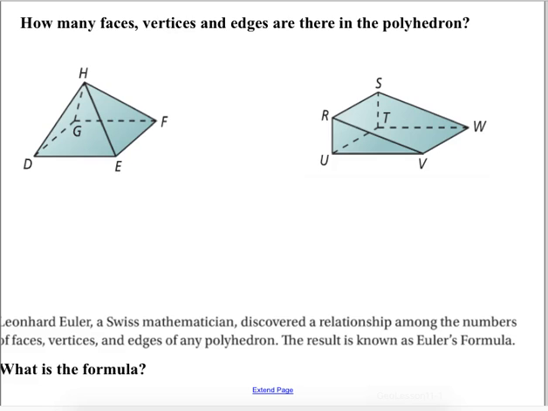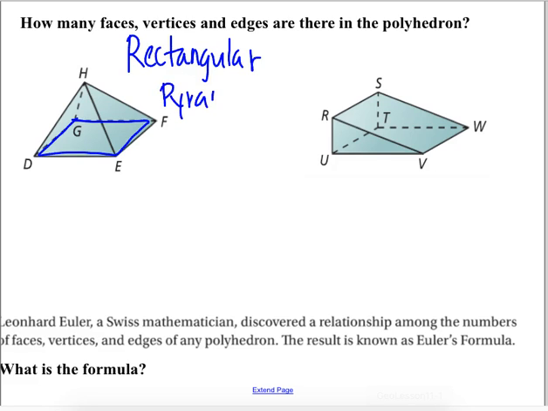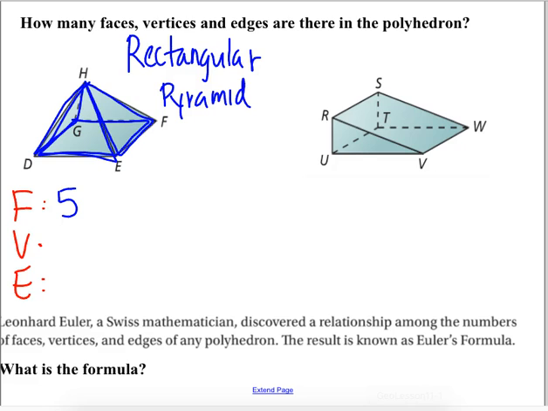So for this one, think of Egypt, pyramids, right, that come to a point. You name it by its base, so this would be a rectangular pyramid, because you name polyhedrons by their base shape. So again, name how many faces, vertices, and edges there are. For your faces, I have my bottom base, then how many walls are there on my pyramid? 2, 3, 4, so a total of 5 faces.